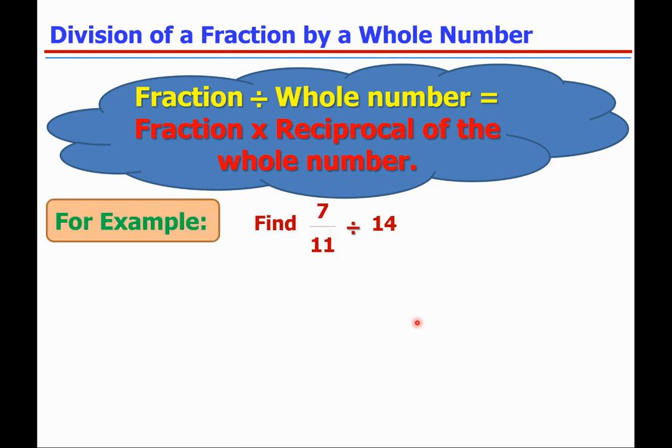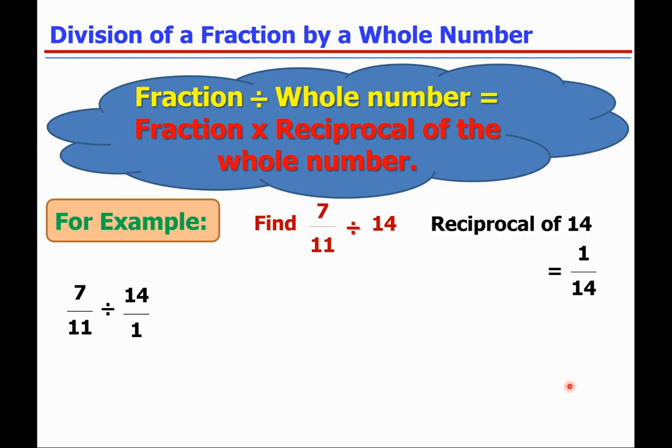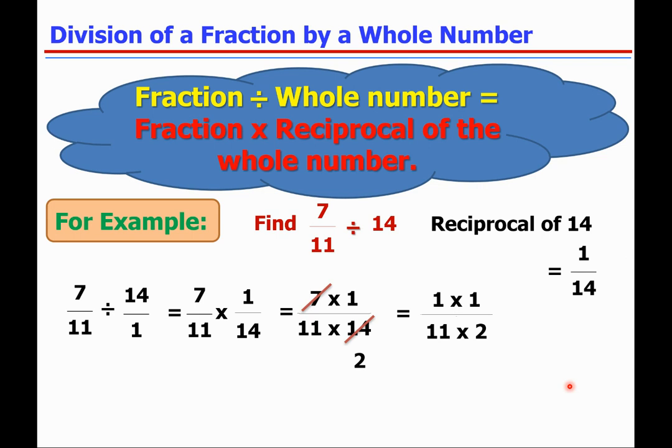So 7 upon 11 divided by 14. We'll multiply the dividend 7 by 11 by the reciprocal of this. Now the reciprocal of a whole number is a unit fraction, 1 upon 14. Correct? So the next step is 7 upon 11 into 1 by 14. Now it's a multiplication. So 7 into 1 upon 11 into 14. 7 ones are 7, 7 twos are 14. So 1 into 1 upon 11 into 2, that is 1 by 22, which is a proper fraction.